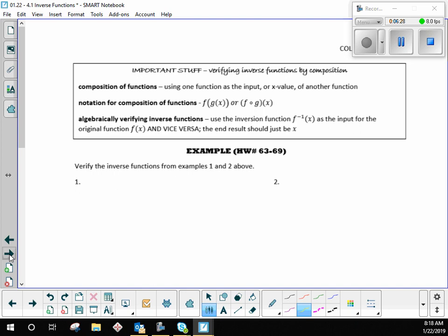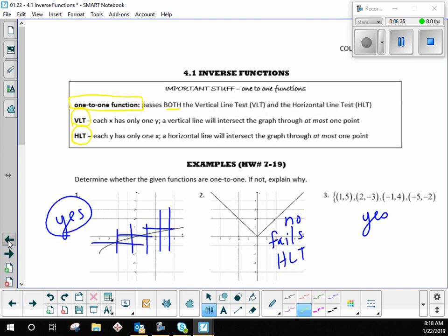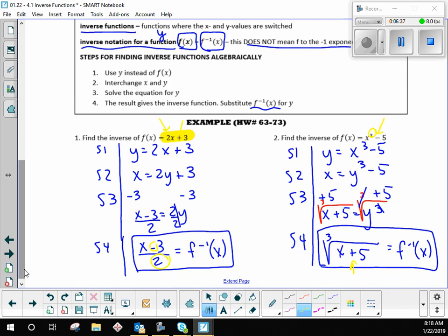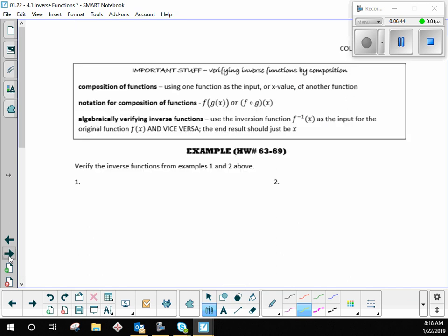On the back, we're talking about verifying inverse functions by something called composition. So I just told you in these examples that you can kind of use your intuition to see if your inverse was correct. But what we're going to do now is I'm going to show you how you can actually confirm that algebraically by something called a composition. So a composition of functions means using one function as the input or x value of another function.